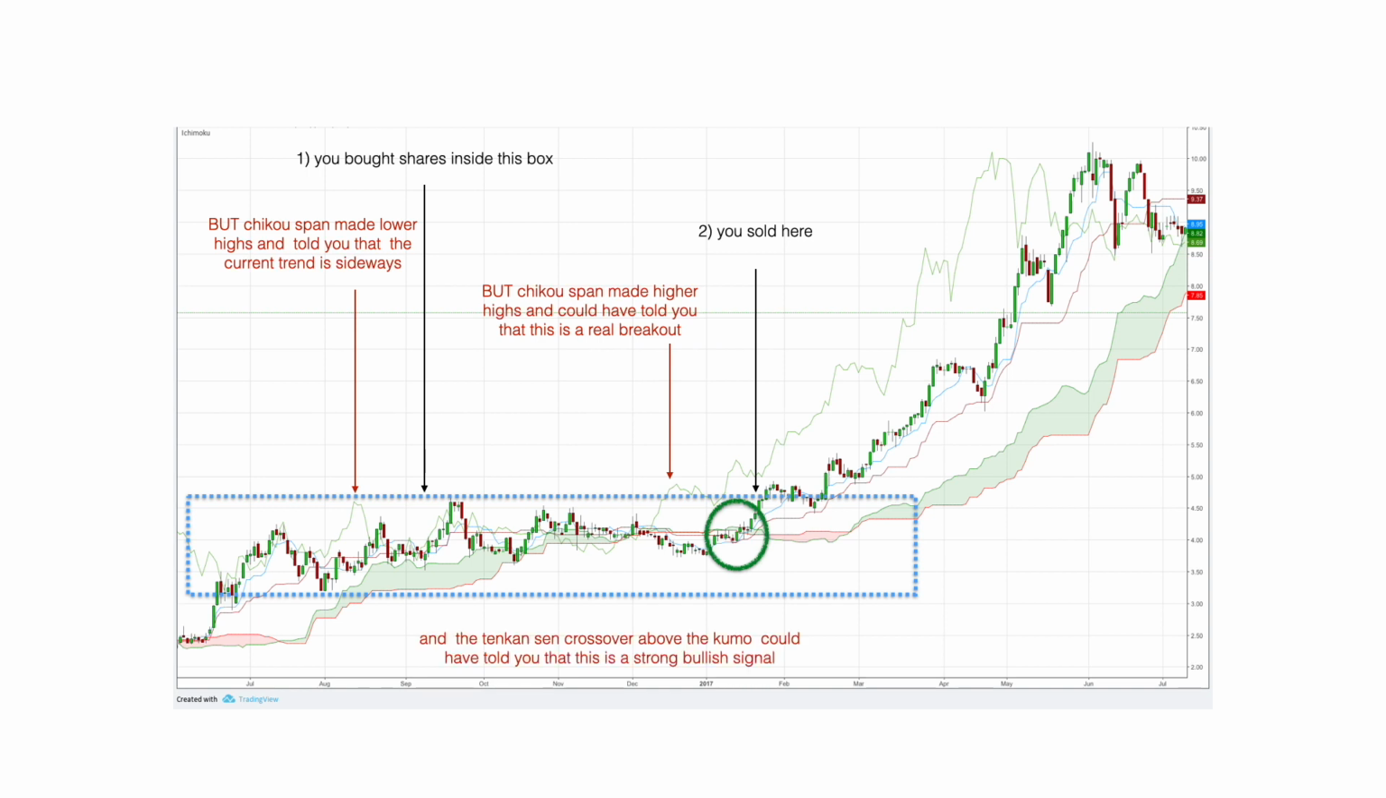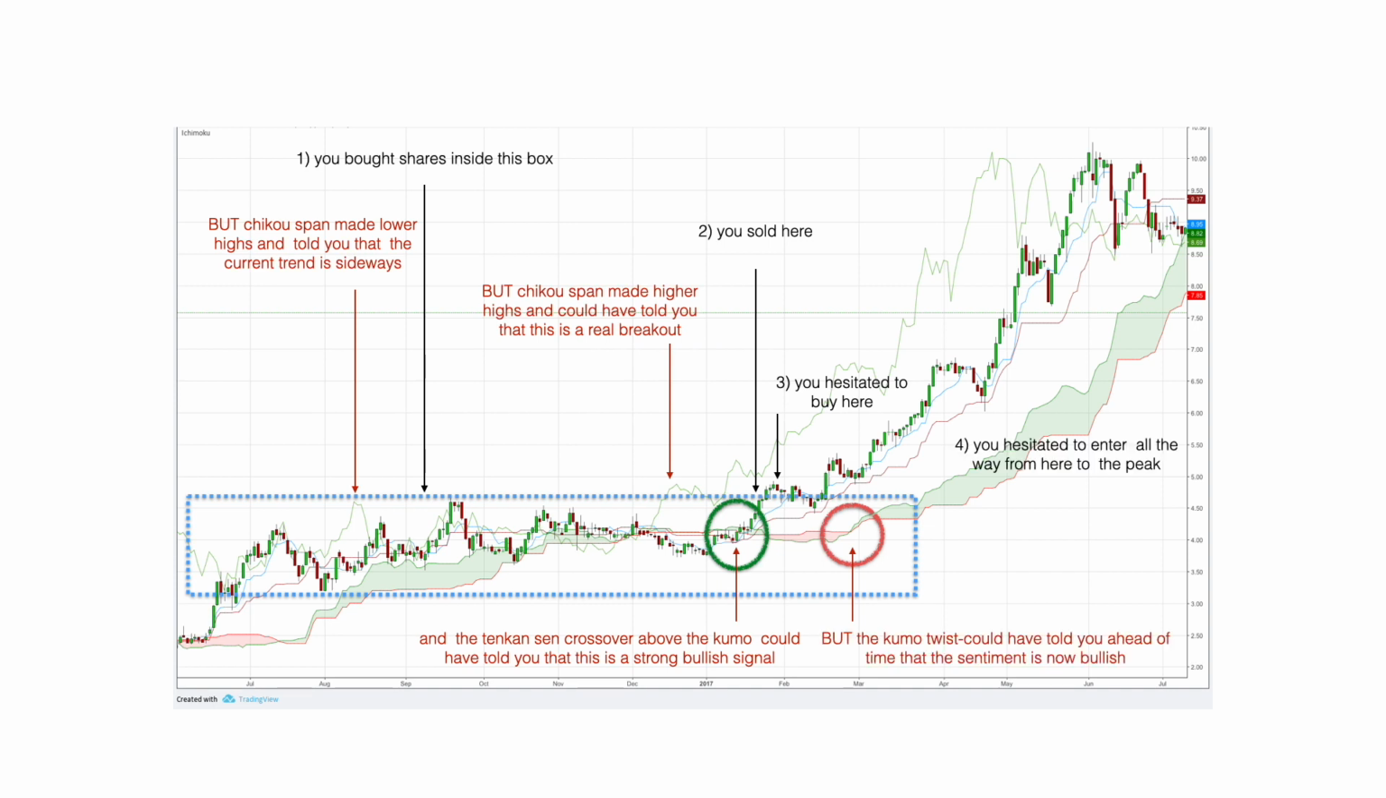Now you hesitated at this point, but the Kumo twist could have told you ahead of time that the sentiment is now bullish. You hesitated to enter here, all the way to the peak, but the Kijun-sen could have told you that it is medium-term bullish. So had you known how to use Ichimoku from the start, you would have avoided all the drama that came with not knowing what the market would do, because Ichimoku is able to provide you with an analysis of price action with regards to past, present, and future direction.